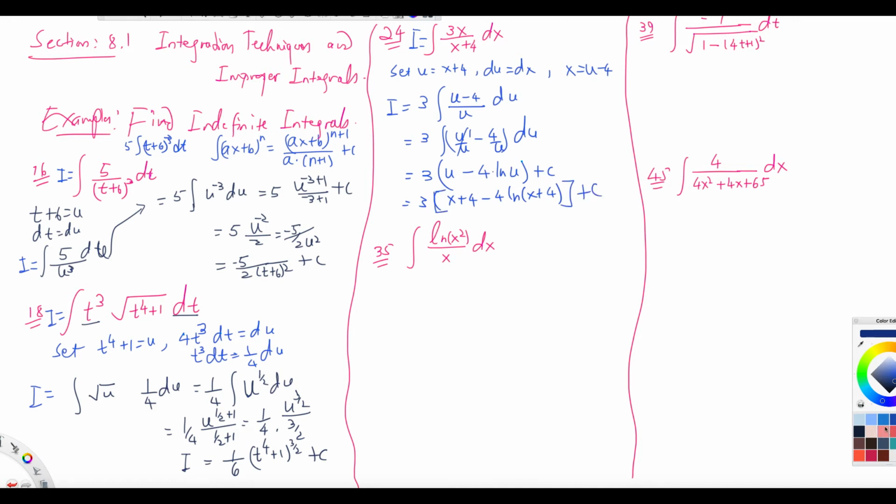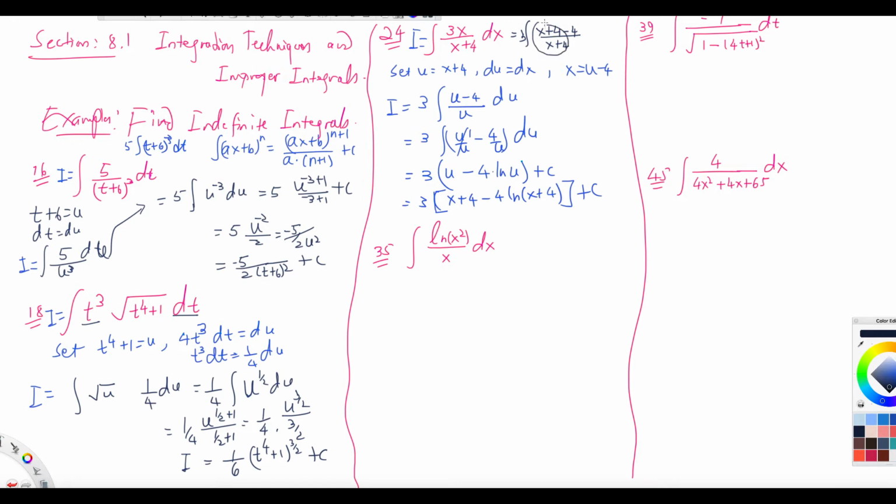That's one way. But you know what? You could do slightly different, like this. You could do the alternative, okay? You can do this way, or you could do like this. You can write 3 outside, and then what is left if you pull that 3 outside, the integral is x plus 4 minus 4 divided by x plus 4, right? And then x plus 4 over x plus 4 will be 1.